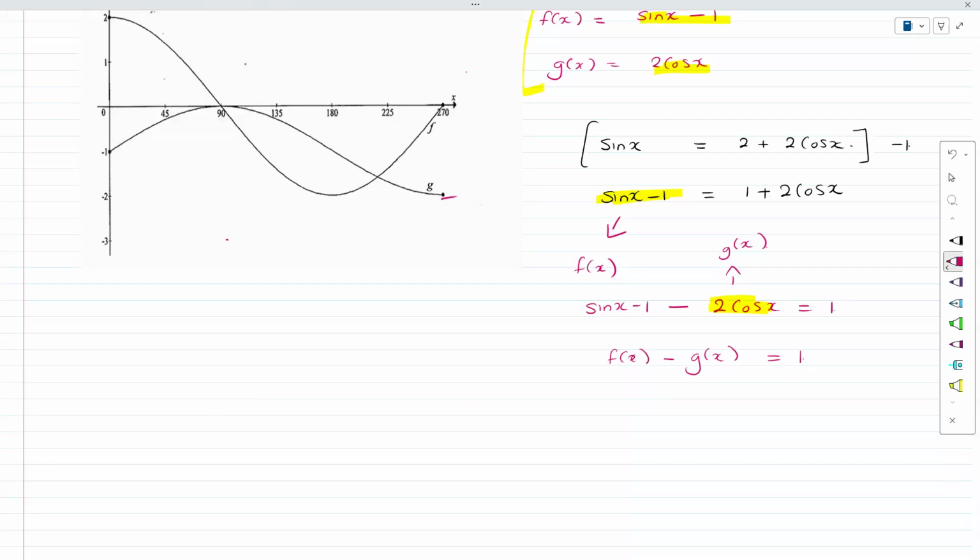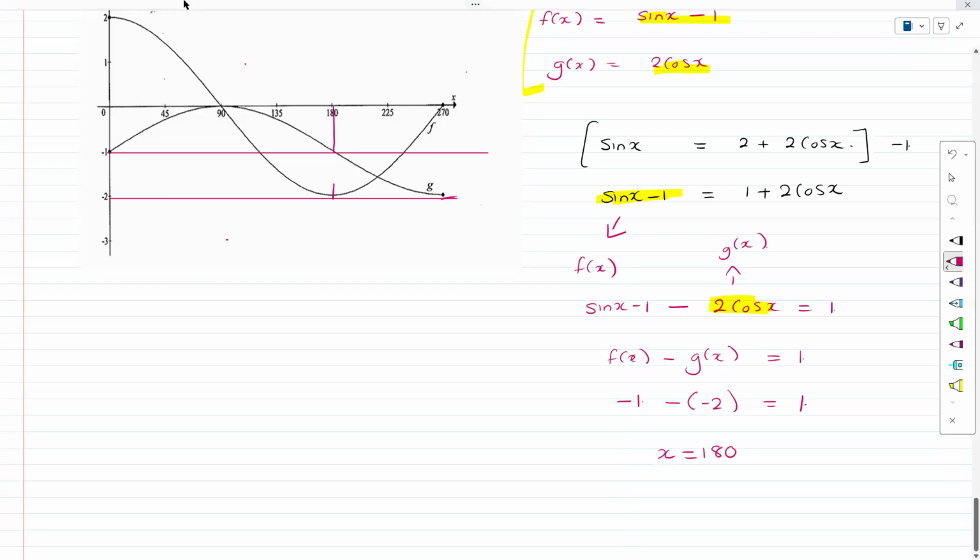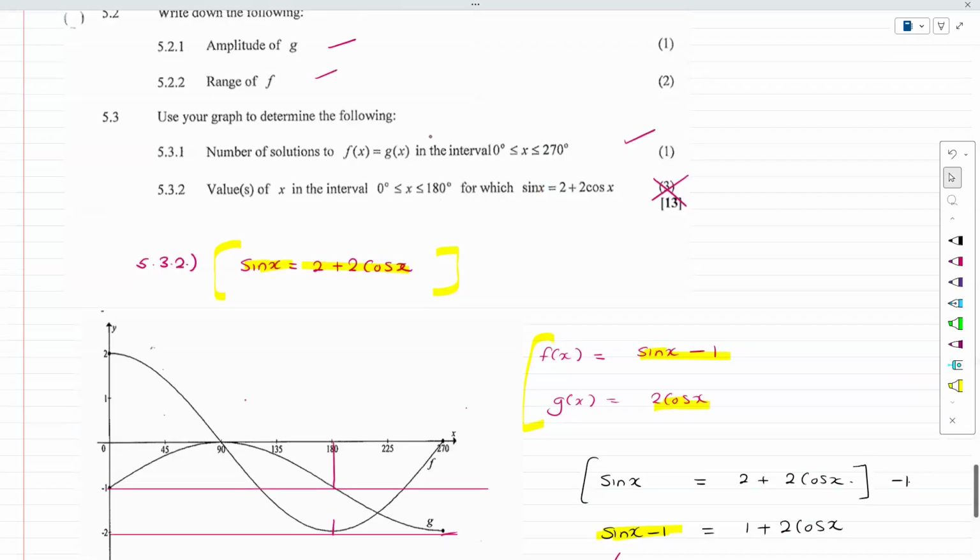So if I look at F, let's draw here. If I look at F at 180, F is -1. If I look at G at 180, guys, my line's not very straight. G is -2. So -1 minus a -2 is +1. So this answer is X equals to 180. I know this question is not easy to understand. We will do a lot of these theory questions in the teaching lessons as well, but this is just an exam paper lesson.